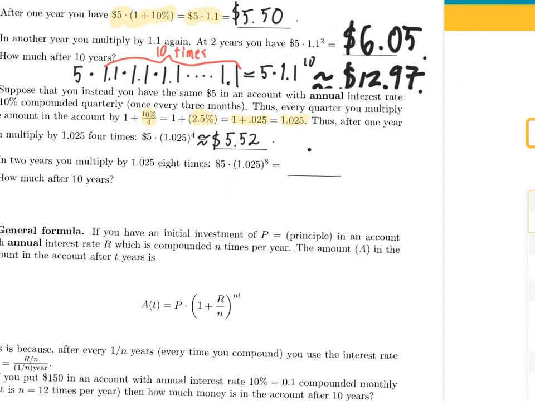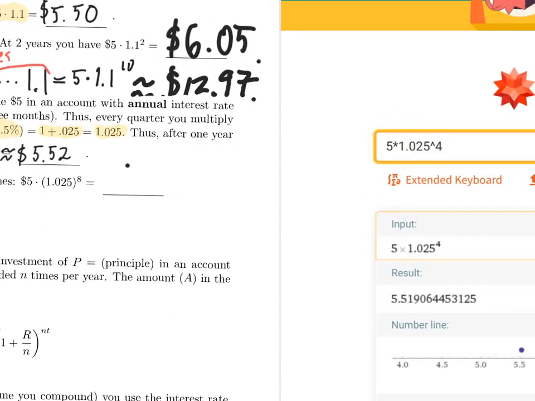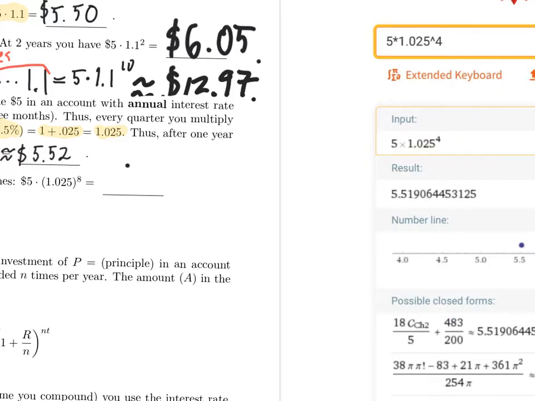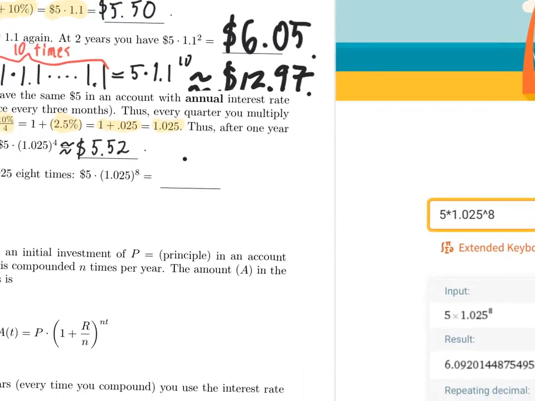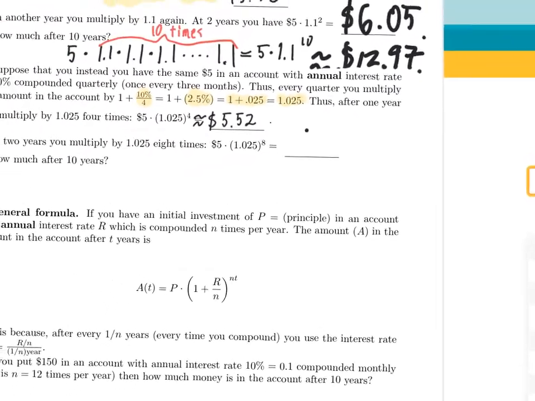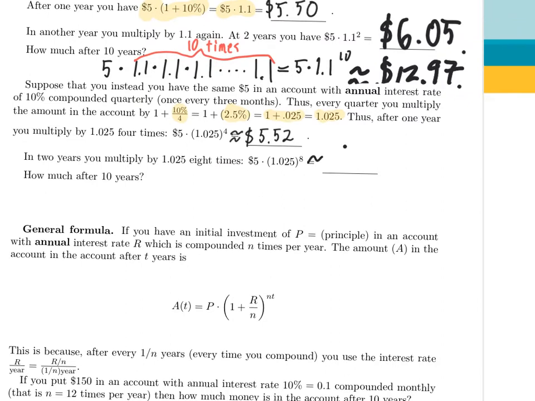And, well, what is that? $6.09. So again, a little bit better than you did with an interest rate that is compounding just annually. Approximately. Oh, include the dollar sign.